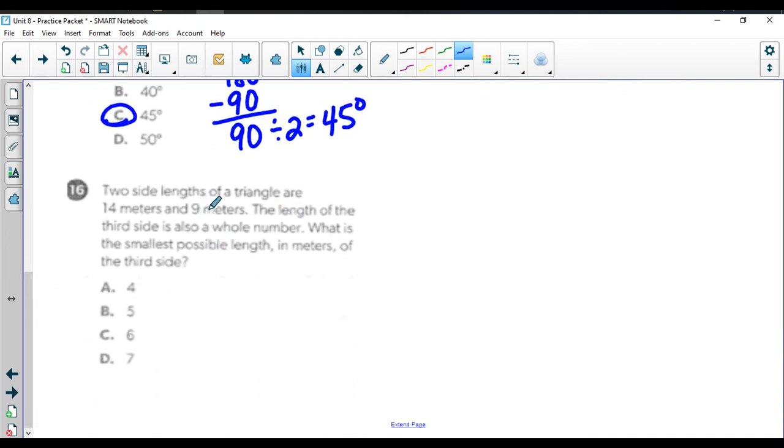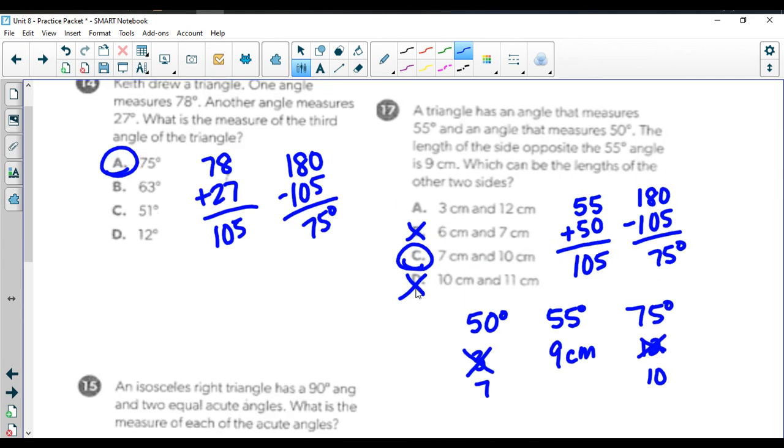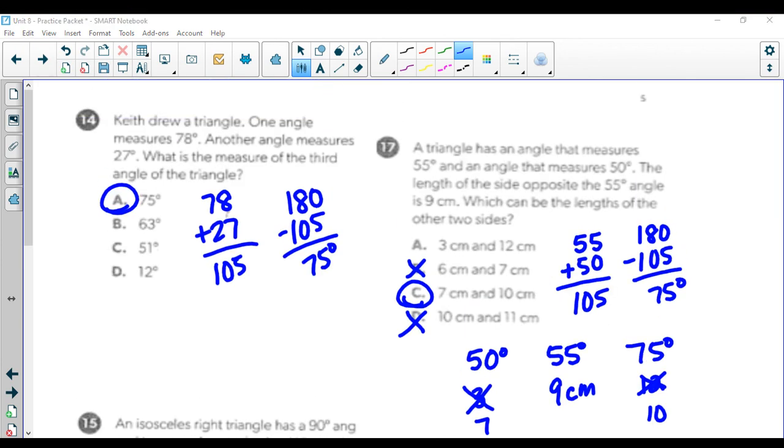For 16, 2 side lengths of a triangle are 14 and 9. The third side is also a whole number. So the smallest possible length. If I'm just going to be subtracting here, that's going to give me 5. So the smallest possible length would have to be larger than 5. So that would actually be 6. And that wraps it up then for your practice packet.